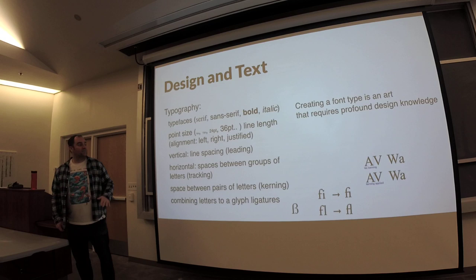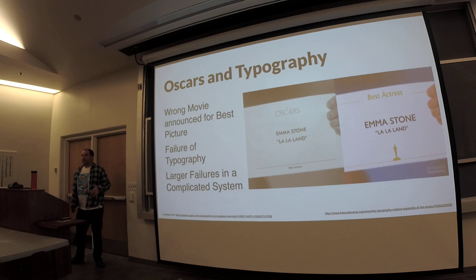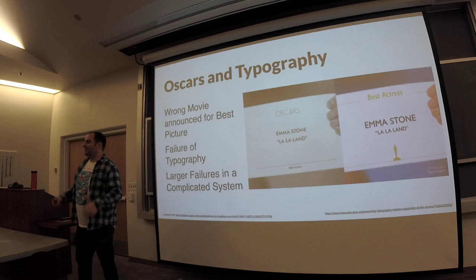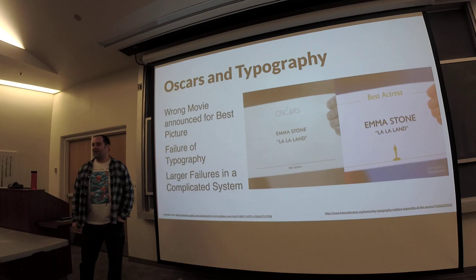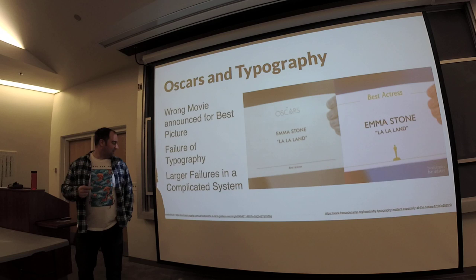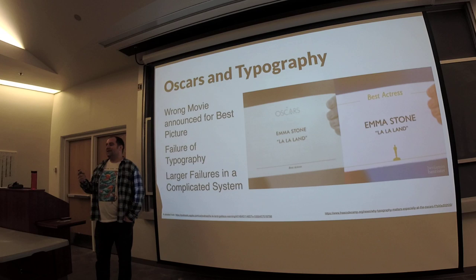What does matter, though, is other choices that you make about fonts. So you might have heard about the problem at the Oscars a couple of years ago when they announced the wrong movie for Best Picture. So the Best Picture that year was Moonlight, and Warren Beatty and Faye Dunaway announced La La Land as the Best Picture. And this was a complicated thing that went wrong here.